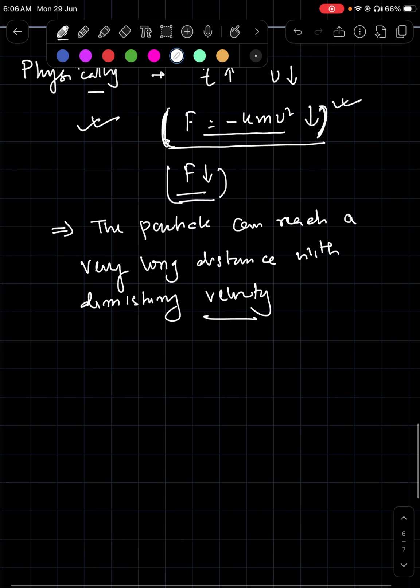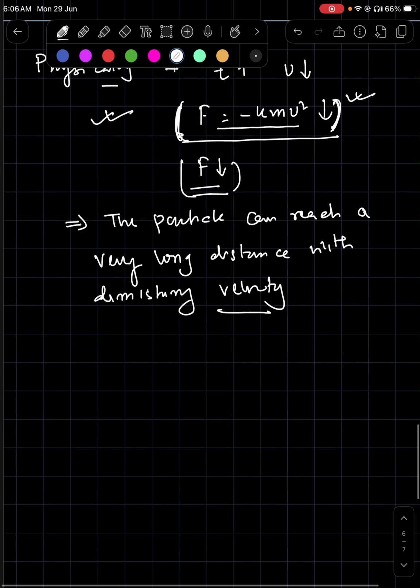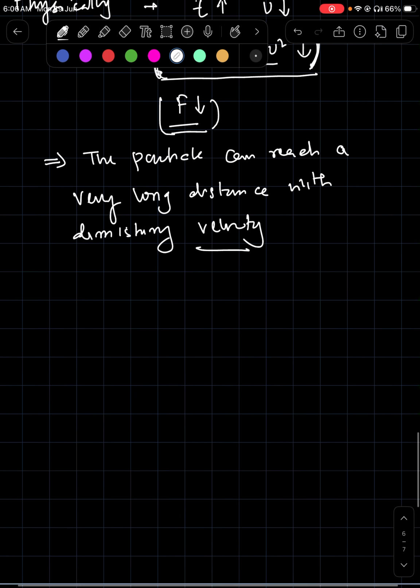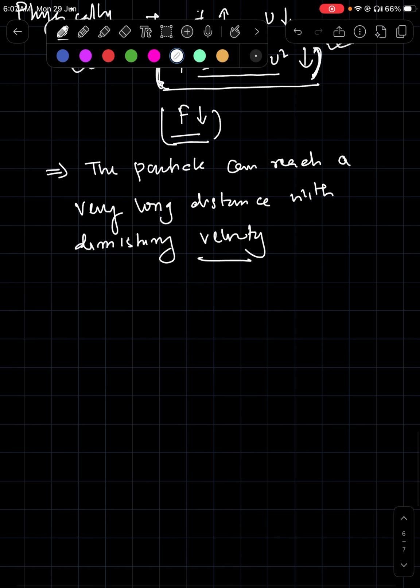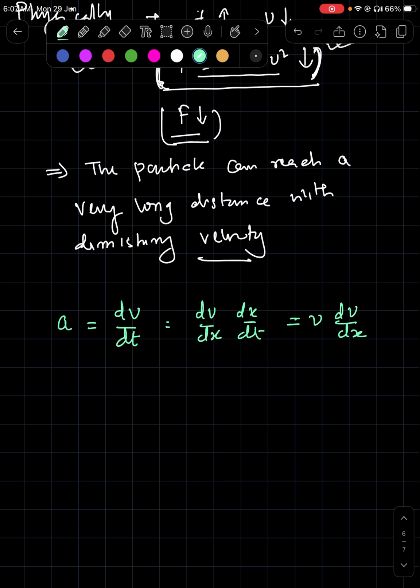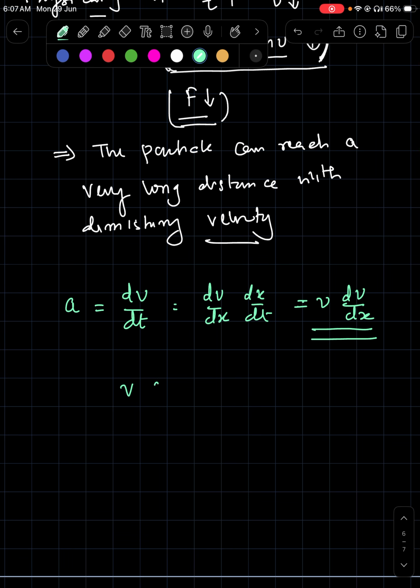So let us take another case. We have analyzed this case, and I have to show you another result. I have to move from another direction to get the distance very easily. In the place of a equal dv dt, this can be written as dv dx times dx dt, and dx dt itself is v, so a is v dv dx, right? So there is another way to express the acceleration, and if I put that in the very beginning, that is a equal to minus kv square.